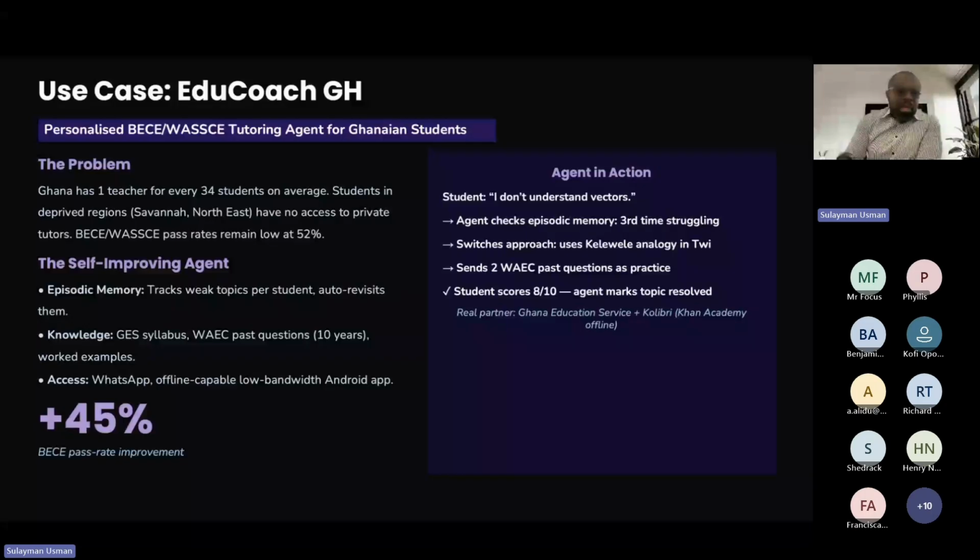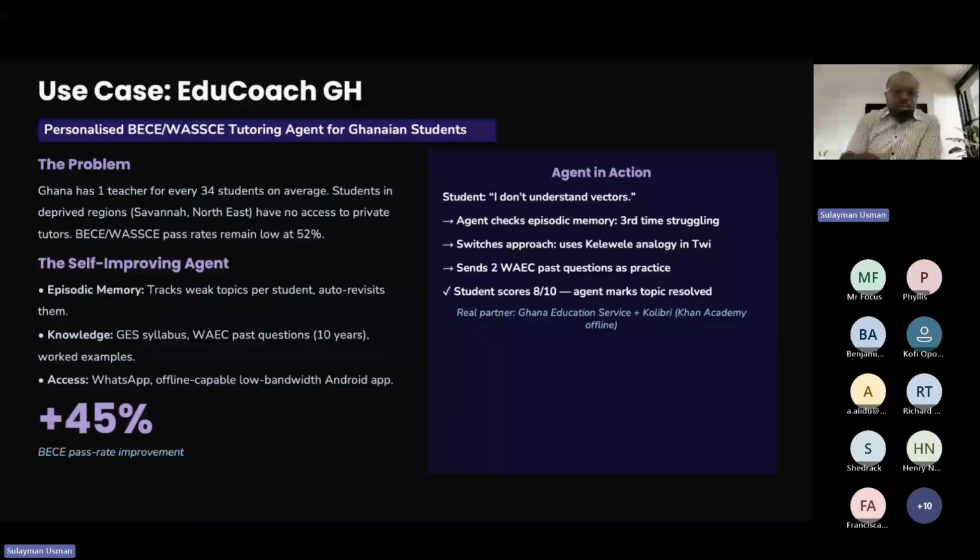So we can use some of these tools to teach the coming generation how to use all these things. This is also a very huge opportunity that I think Ghana should look at and implement. We have about 45% BECE pass rate improvement if you're able to just do this.